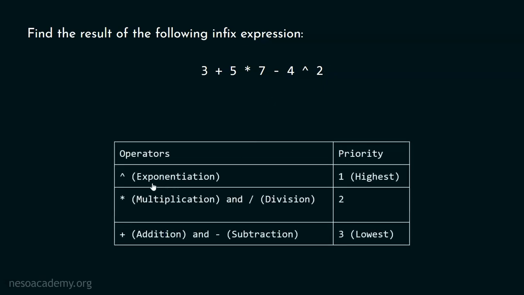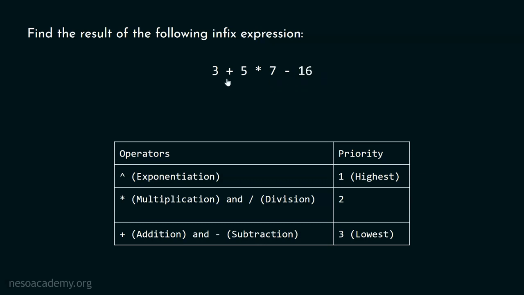We know these are the priorities given to the operators. Now here you can see we have an addition operator, we have a multiplication operator, we have minus, we have exponentiation. We know that exponentiation has the highest priority. That's why this will be performed first. 4 to the power 2. What is 4 to the power 2? 4 to the power 2 is 16.